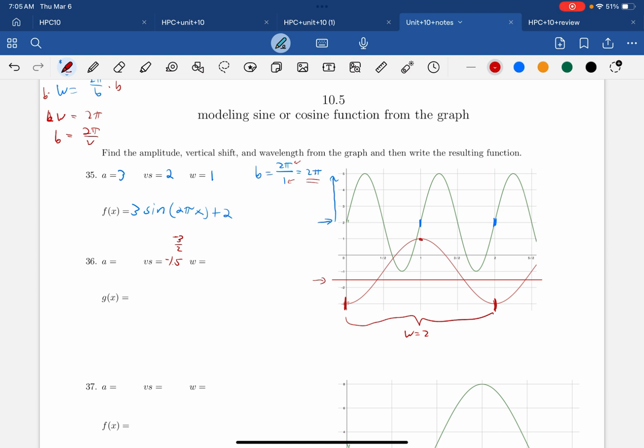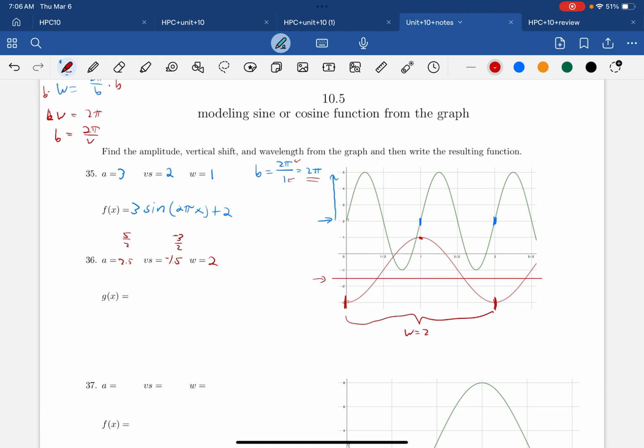Amplitude, well, if it goes from negative 1.5 all the way up to 1, the amplitude is in fact 2.5. You could also do 5 halves. Wavelength is 2, which means b equals 2 pi divided by 2, which is just pi. So that's what you want to use.